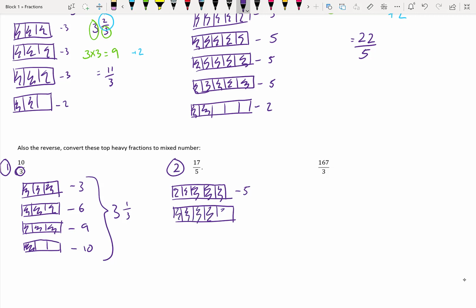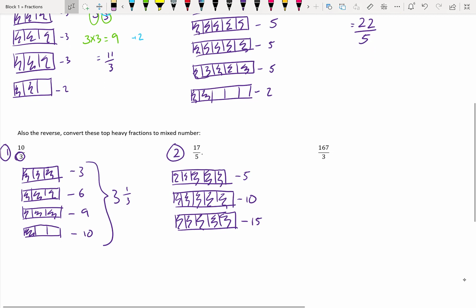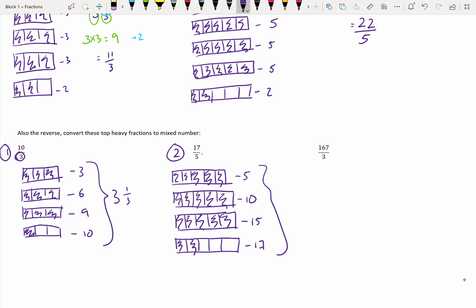No one will punish you here if your divisions aren't measured exactly to be the same size. As long as you understand that they are supposed to be, you can manage to get along with this. So another 5 is 10. I want to get up to 17, so chucking another 5 in there gets me up to 15. I'm almost there. I wanted 17, so I need 2 more. So I'll take another 2, and that gets me to 17. And so from there, looking at my picture, I've got 1, 2, 3 wholes, and I've got 2/5 left.